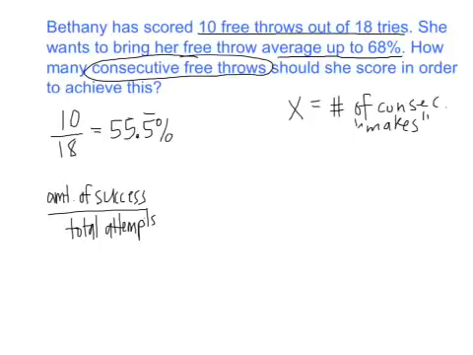Well, she's only made 10 so far. We will add to that however many she makes. Likewise, the total attempts will have increased by x amount as well. So now she has 18 plus x total shots. Our goal is for that to become 68% success rate. So the decimal equivalent to 68% is 0.68.